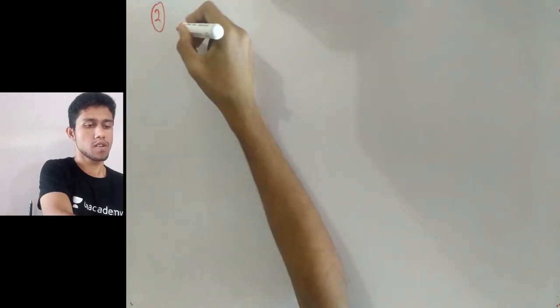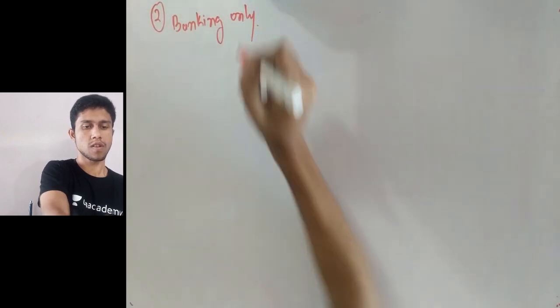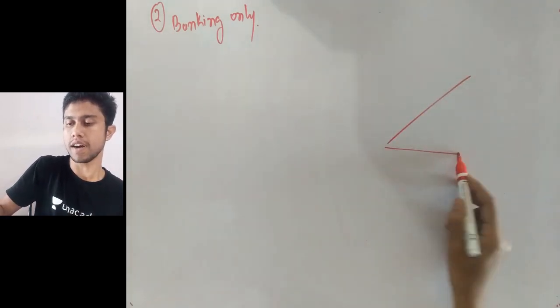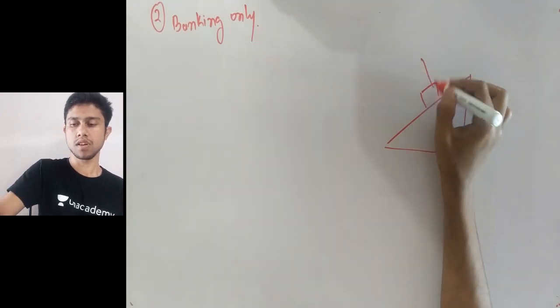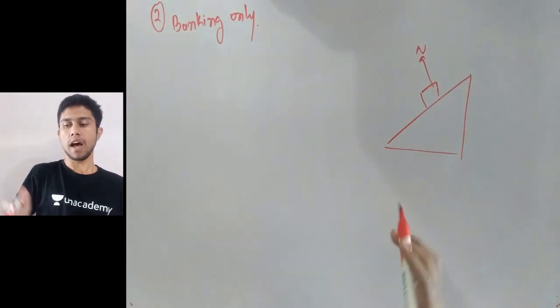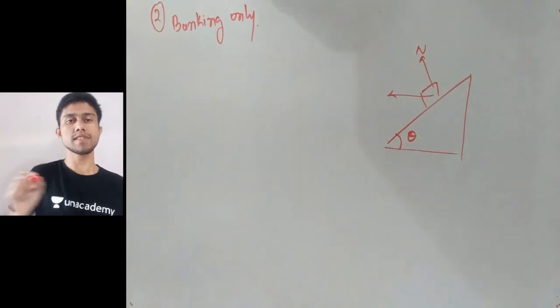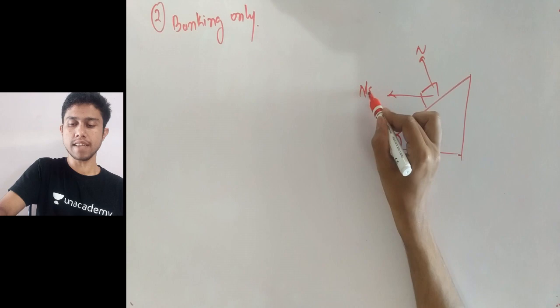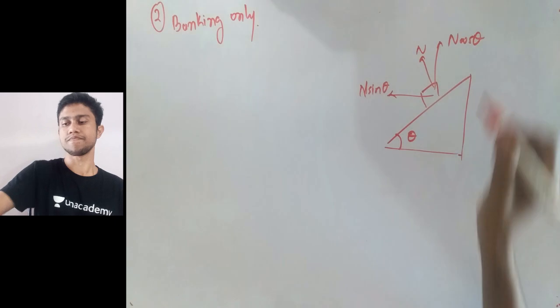So guys, now we'll see the banking only. In the banking only, I'll represent this diagrammatically. Suppose this is the banked road and this is the car. So this is the normal. I'll divide this normal into its two components. Suppose this is theta, which is the angle of banking. So this is n sin theta, and this vertical component is n cos theta.